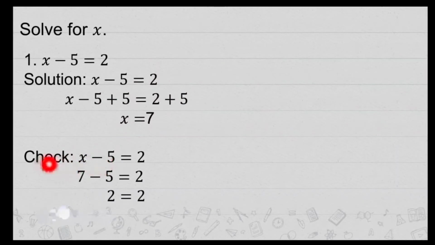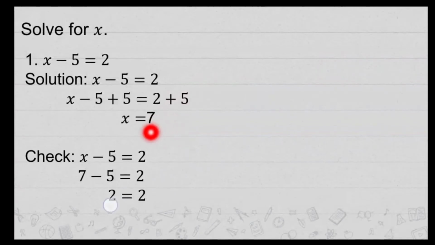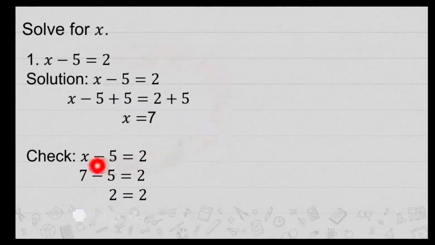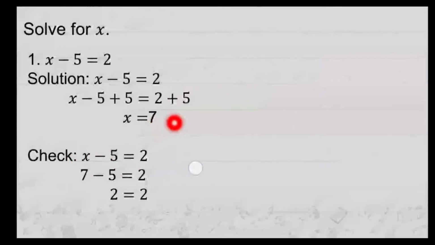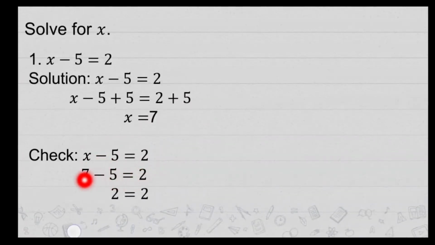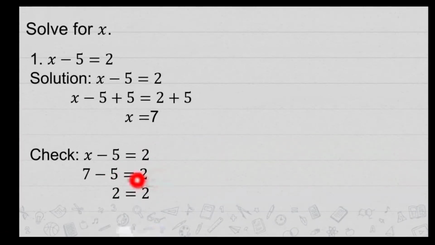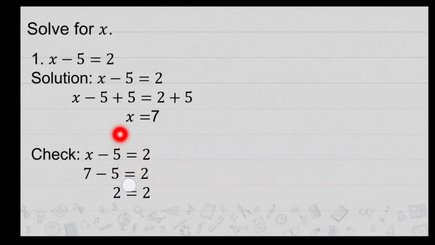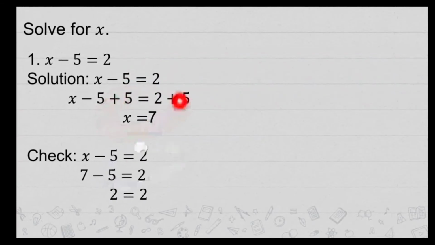Let us check if this solution will make the equation true. So x minus 5 is equal to 2. That is our given. Let's change this x to the obtained solution, which is 7. So 7 minus 5 is equal to 2. Therefore, 2 is equal to 2, and that is true. It is true that 2 is equal to 2. Therefore, it is correct that our answer is equal to 7.